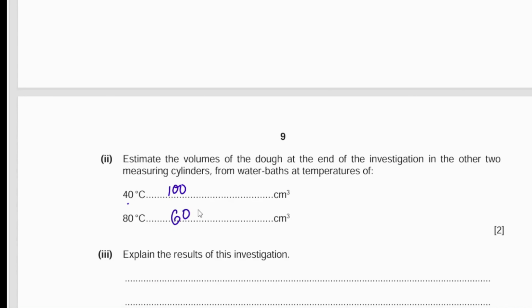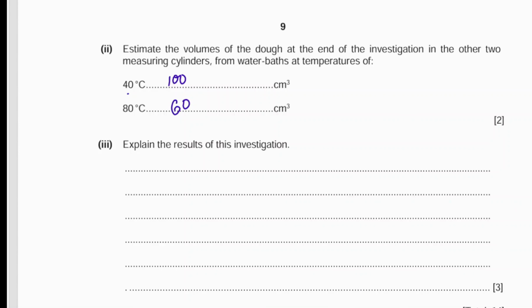I was about to say that you would select 60. Why are you so predictable? Okay, explain the result of this investigation. Why do you think so? It's like what happens at 20 degrees Celsius. Let's make it easy for you: 40 degrees Celsius and 80 degrees Celsius.